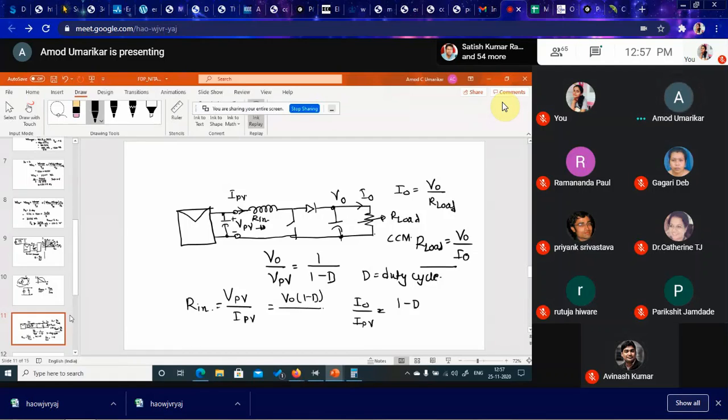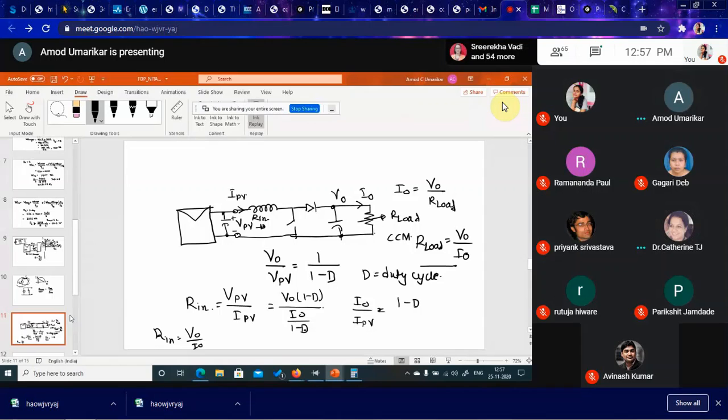What is IPV? I0 by 1 minus D. Correct. So what will be R in? V0 upon I0 into 1 minus D, the whole square, which is nothing but R multiplied by 1 minus D whole square. Correct. So R load into 1 minus D whole square is nothing but R in.